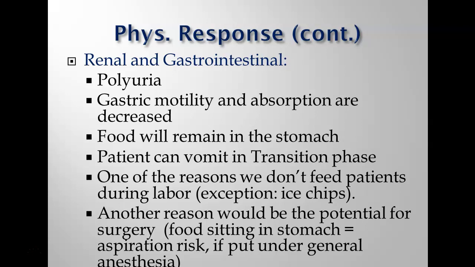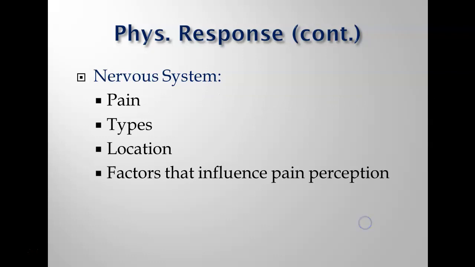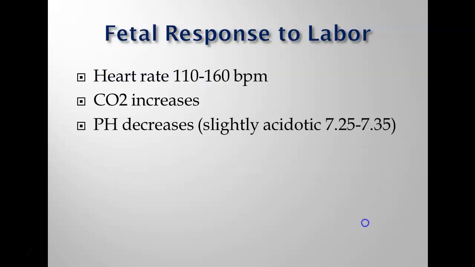And then another reason why we don't feed during labor is that anyone who's laboring is always a potential for surgery, always a potential for a C-section. So you certainly don't want food sitting in the stomach because you have a risk of aspiration if we were to have to put that patient under general anesthesia in cases of emergency. In the immune system, her white blood cells will be increased to about 25,000 to 30,000 during labor. In the nervous system, obviously she's experiencing pain, all types and in different locations, and those are different factors that will influence her pain perception.